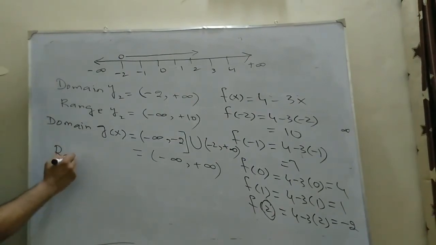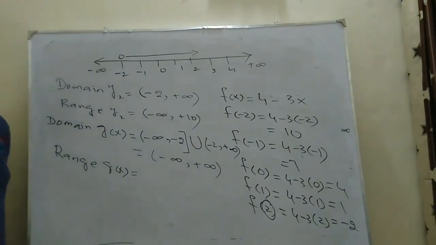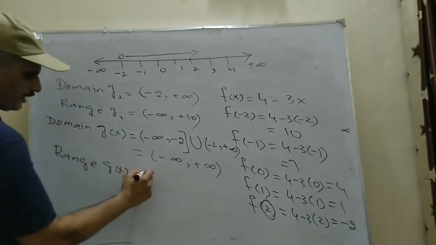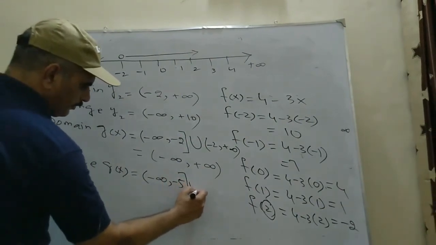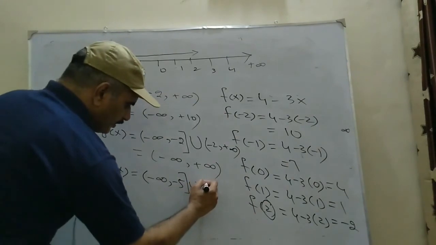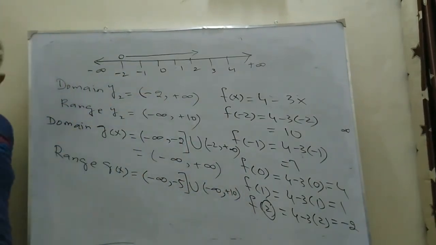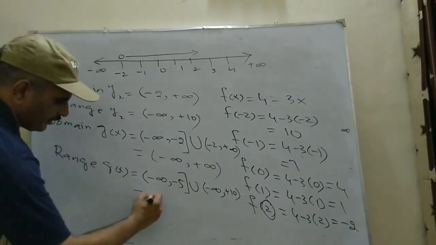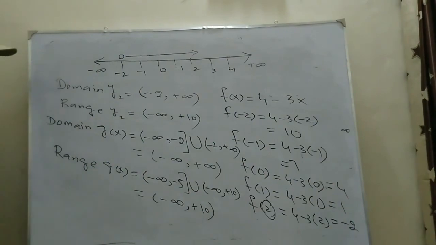Now for the range, in a similar way, we find the range. The range will be, for the first part, minus infinity to minus 5 in square bracket, union minus infinity to plus 10, and you can combine it as minus infinity to plus 10. That is your final answer.